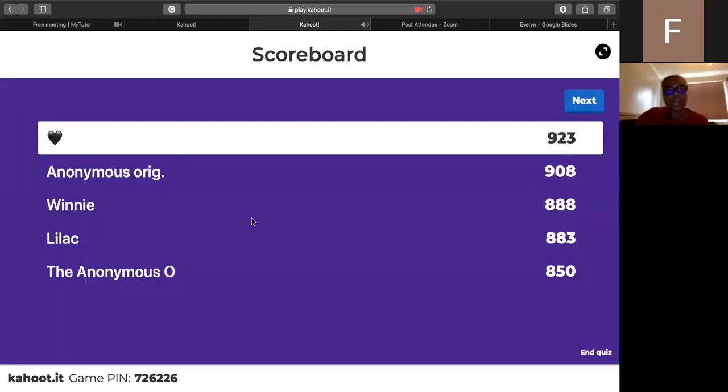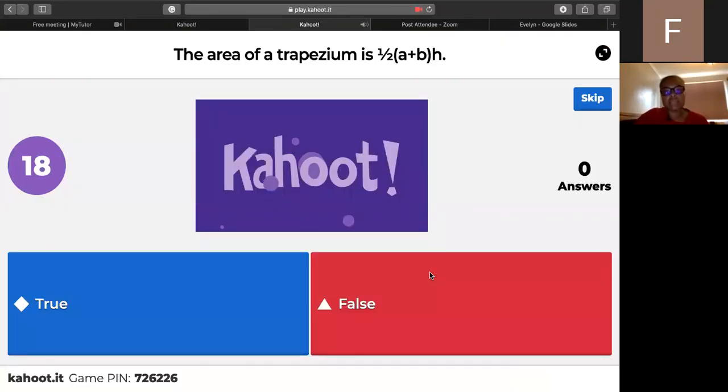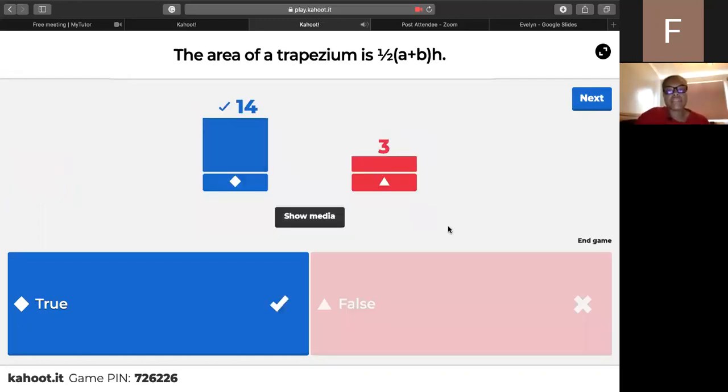So well done, guys, and well done to everyone in the top 5. So let's go to the next question. True or false? The area of a trapezium is half times a plus b times height. Perfect. So yeah, it is. It is always half times your parallel line, so your A plus your B, multiplied by your height. Well done, everyone.